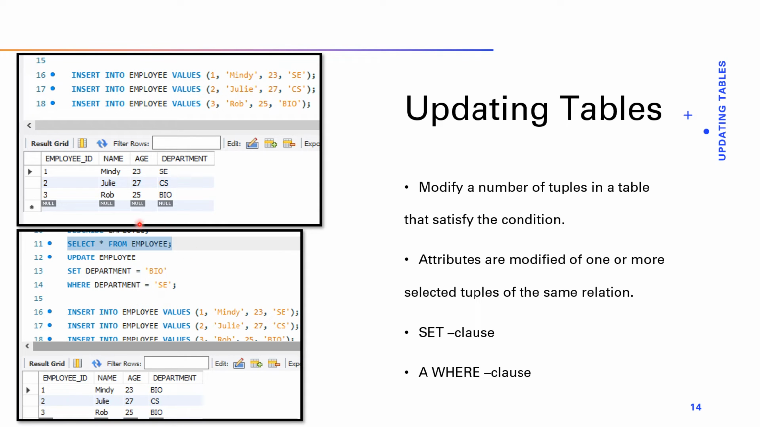Here I wrote this query in which the employee who worked in SC will now be working in biology department. You can see the first table where it says SC. After the changes, now it is biology. Like you can see here, Mindy used to work in the software engineering department, but after writing this query, after making some changes in the data, we can see in the table, Mindy is now working in the biology department.